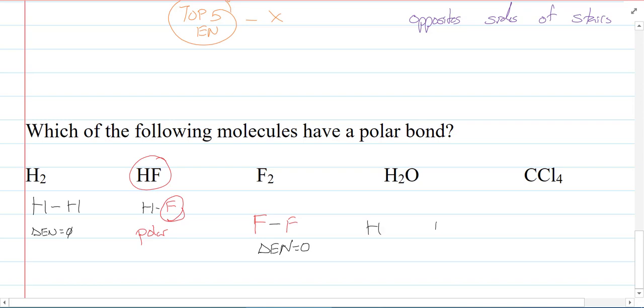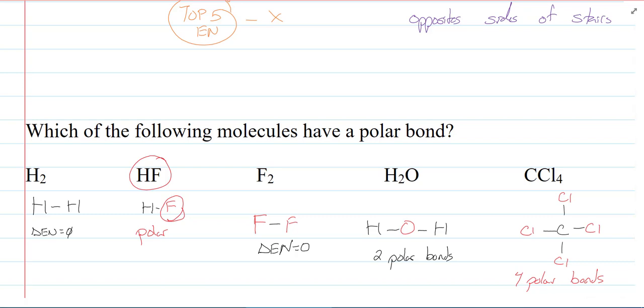H2O. Oxygen is a top 5. So it looks like we have 2 polar bonds. Carbon tetrachloride. We have Cl as a top 5. So it looks like I have 4 polar bonds. And that's it. Do I have a top 5 bonded to not itself? Then you know if it's a polar bond or not. It doesn't mean the molecule is polar. It just means that the bond is polar.